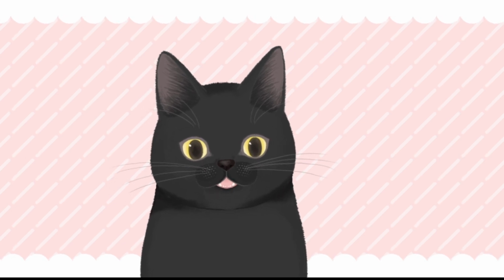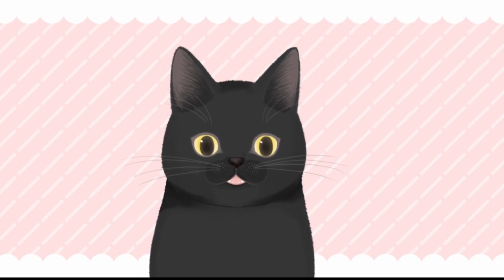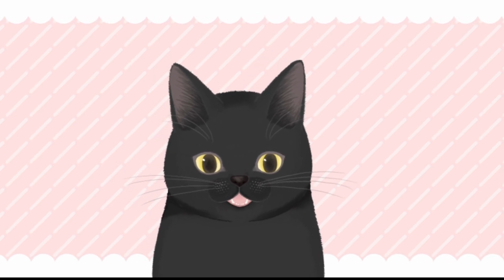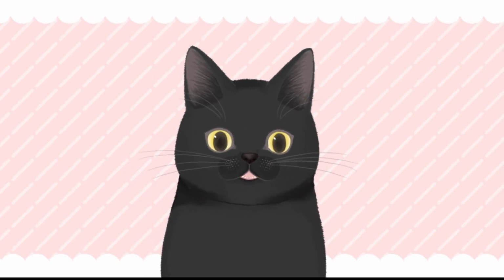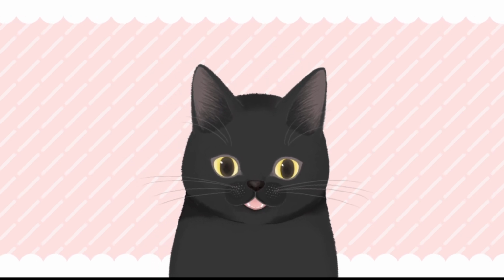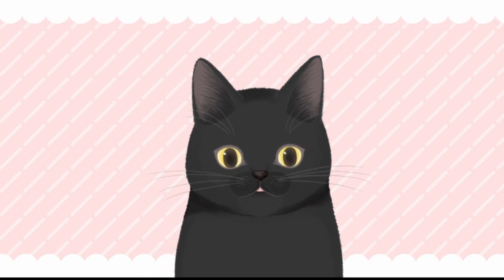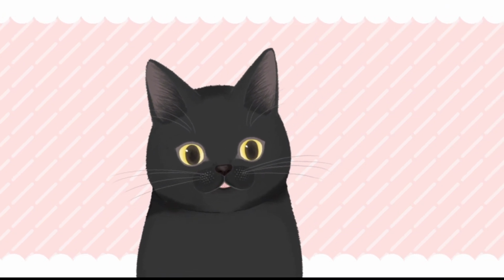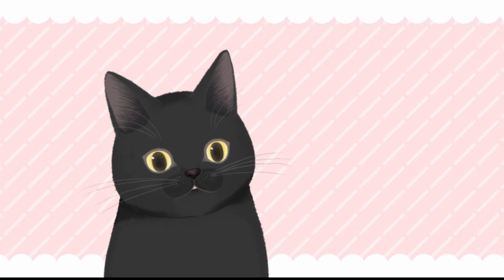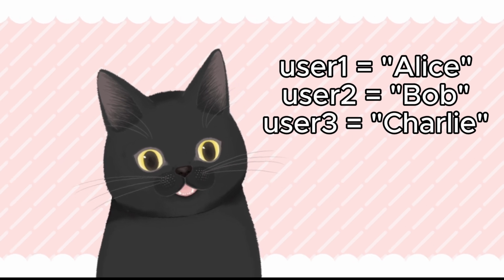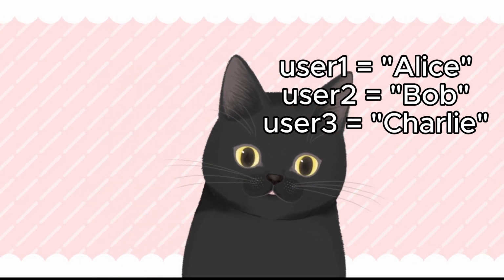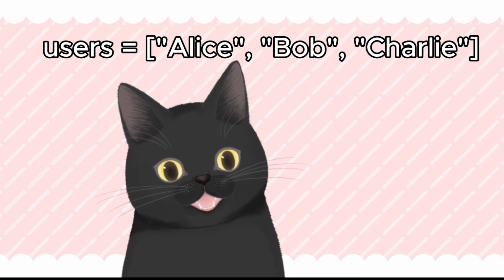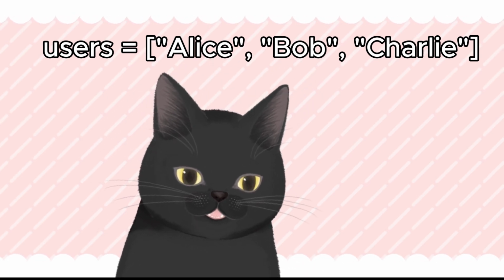A list is exactly what it sounds like, a collection of items, organized in a specific order. That's it. In programming, a list lets you store multiple values inside a single variable. Instead of doing this, you just do this. Cleaner, simpler, way more powerful.